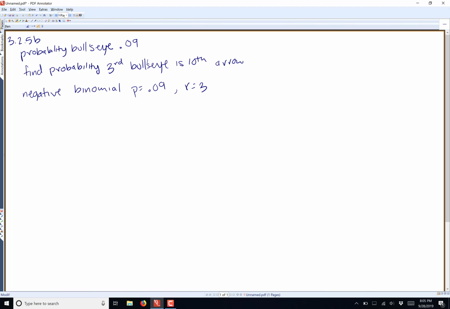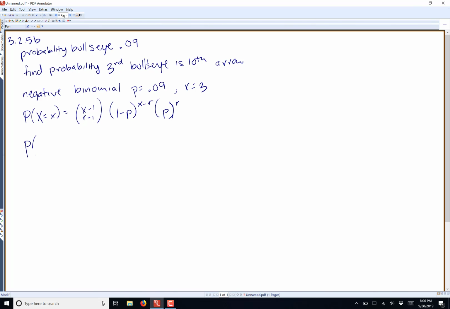So now let's write up our formula. So the probability that x equals x is equal to x minus 1, choose r minus 1, times 1 minus p to the x minus r, times p to the r. Notice negative binomial has r's instead of n's because now we're saying we need 3 successes, and x is how many times we have to do it to get that.